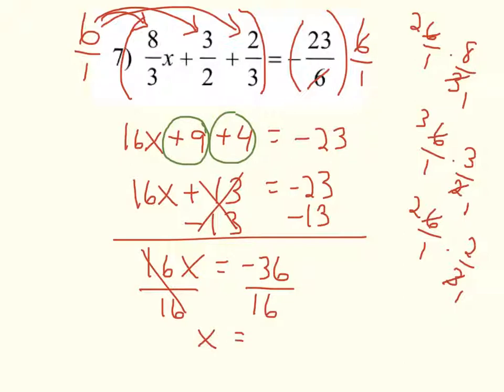Now divide both sides by 16, and that goes away, so I have x is equal to a negative 36 over 16. I can reduce that. I can divide by, let's say, 4. So let's see if that's right. I'd get a negative 9 over 4. And you can leave your answer like that.